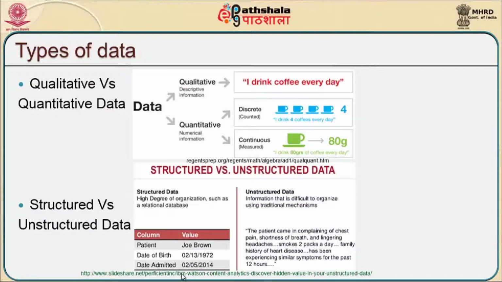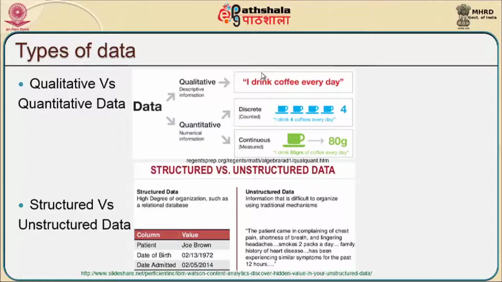Talking about the types of data, as and when we collect different data from the stakeholders, data could be of two different classes. One is qualitative versus quantitative data. The other is structured and unstructured data. If you look at this figure, with qualitative data, people will give descriptive information, like I drink coffee every day, or I like to have very good coffee every day. That becomes qualitative information.